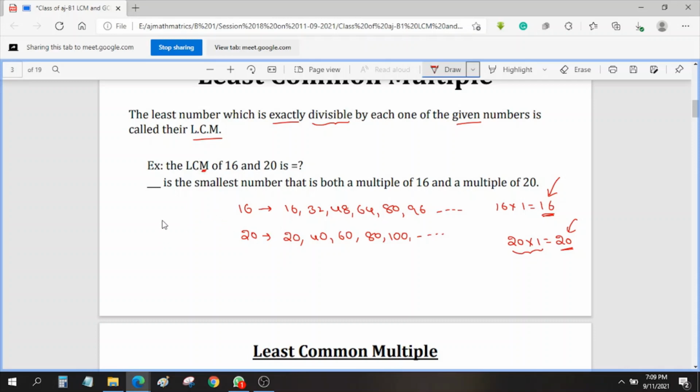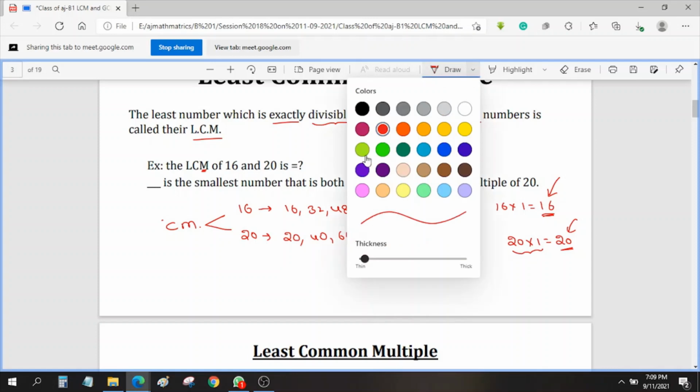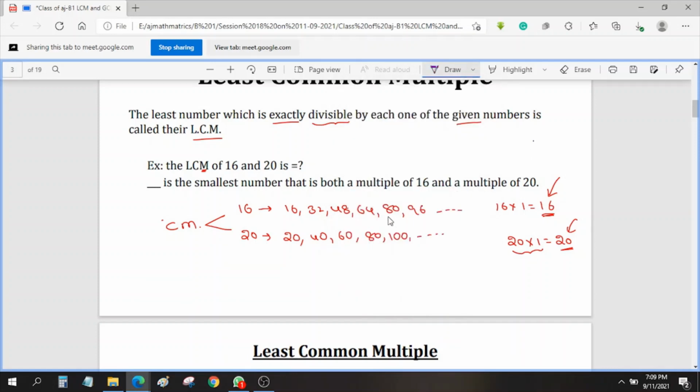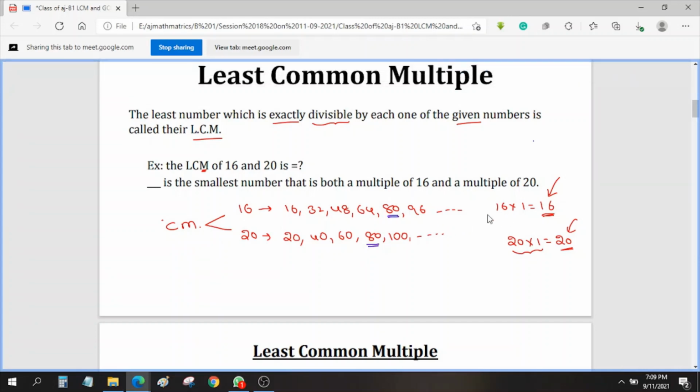So we find out multiples first. Multiples of 16 and 20 are something like this. Next, common multiples of 16 and 20. What are the common multiples of 16 and 20? If you observe here, we have a common multiple, that is 80. If you go forward, we'll have a few more common multiples. But as of now, in this example, we find only 80 is a common multiple.